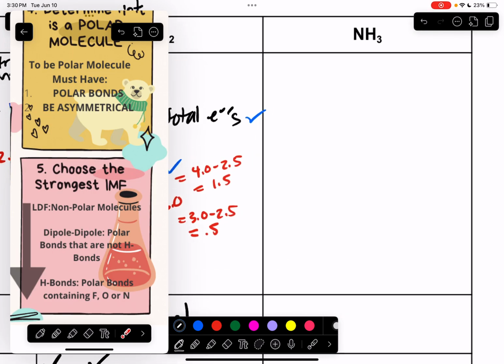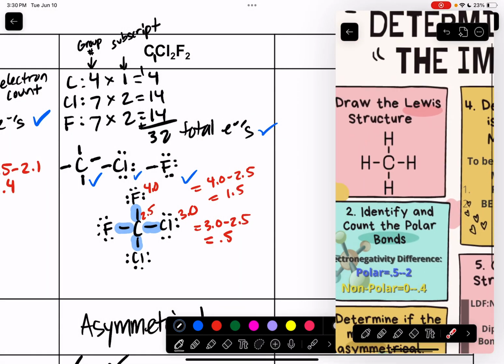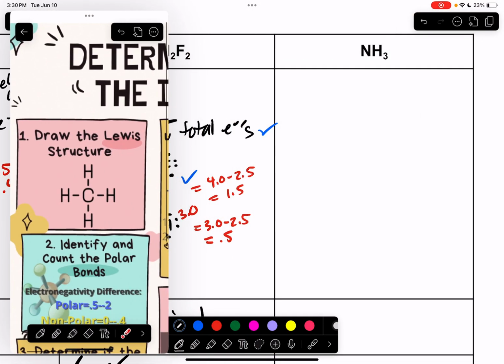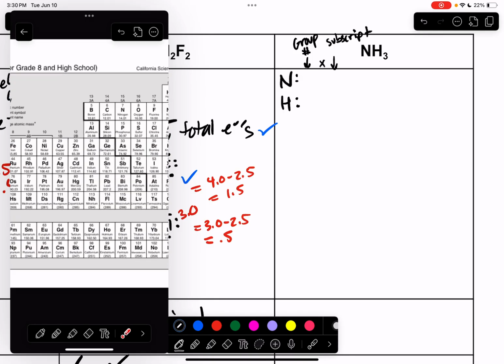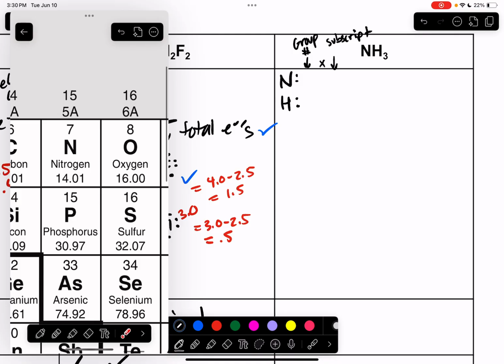All right, let's look at this last structure. So again, we're going to go through all of these steps. First step being drawing the Lewis dot structure. So what I'm going to do is write out the atoms that I have, and I'm going to use the group number from the periodic table, and multiply that by the subscript, which is given to me in the chemical formula. So nitrogen is in group 5.